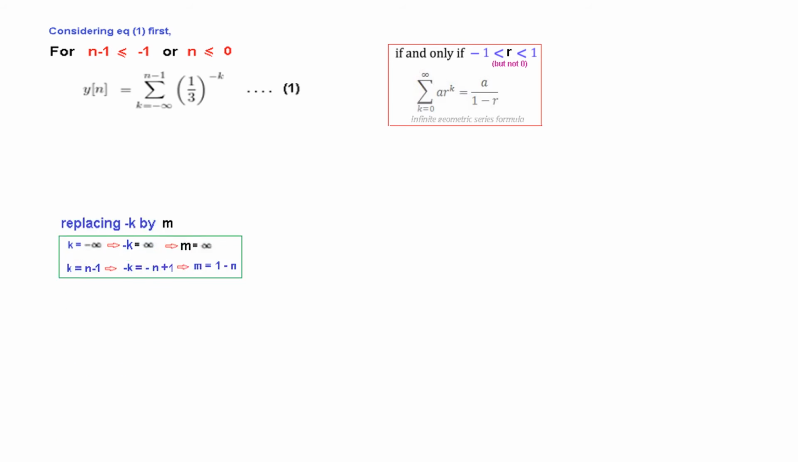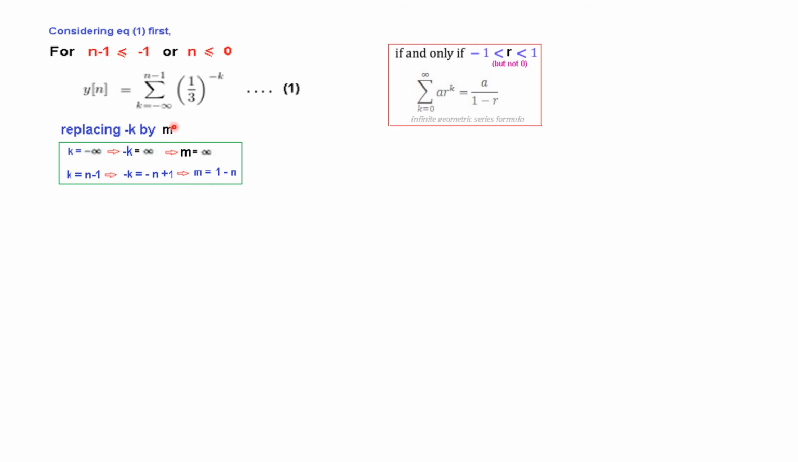The technique that we will follow is we replace minus k by a new variable m. So this will become positive m, so it will match r to the power k, 1 over 3 to the m. What will be the effect of this replacement on the limits? The limit is k equals minus infinity. Putting a minus sign on both sides, minus k is equal to positive infinity. And minus k is actually m, so one of the limits becomes m equals infinity.